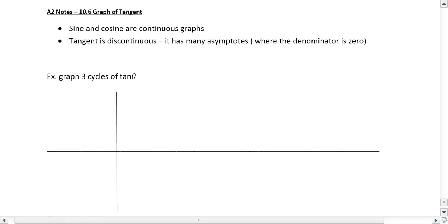And we have seen in the unit circle that sometimes tangent, when it hits a quadrant angle, the denominator could be 0. And we learned in Chapter 9 that wherever the denominator is 0, we have points of discontinuity. In other words, the graph does not exist. So this happens quite often in tangents, so we're going to have lots and lots of asymptotes.